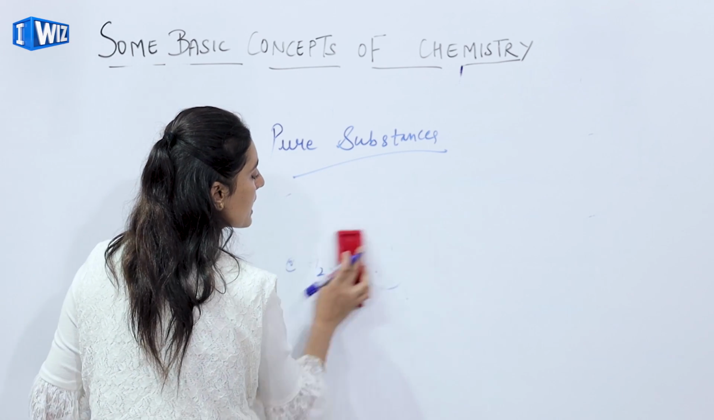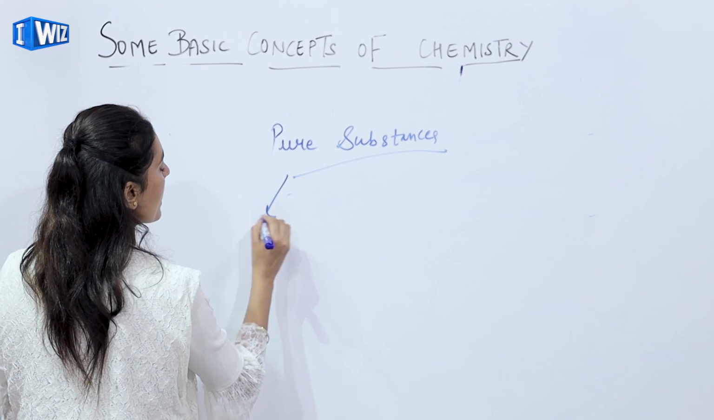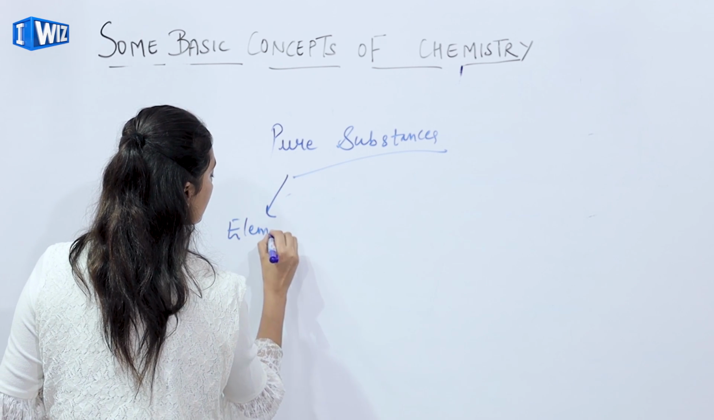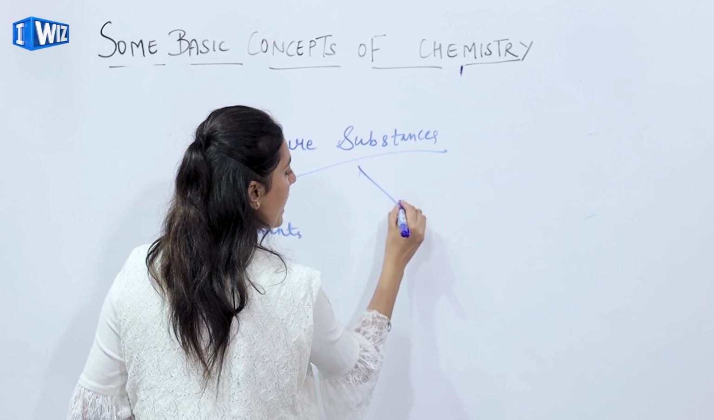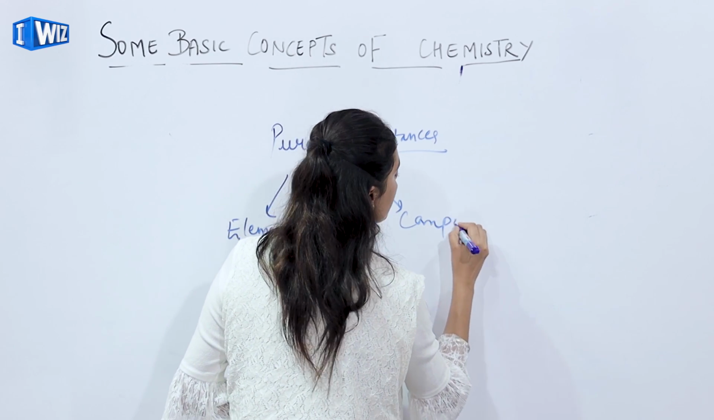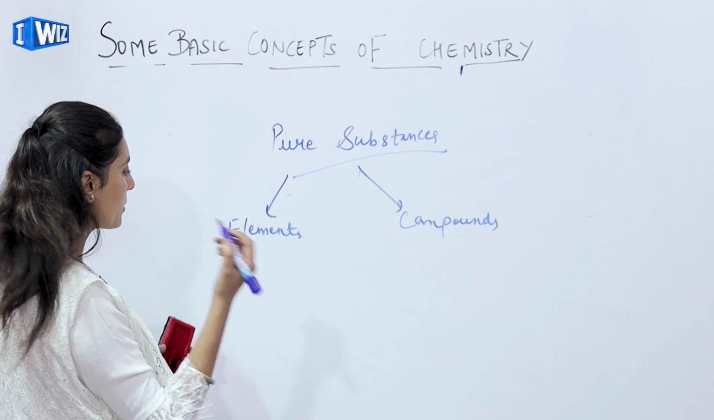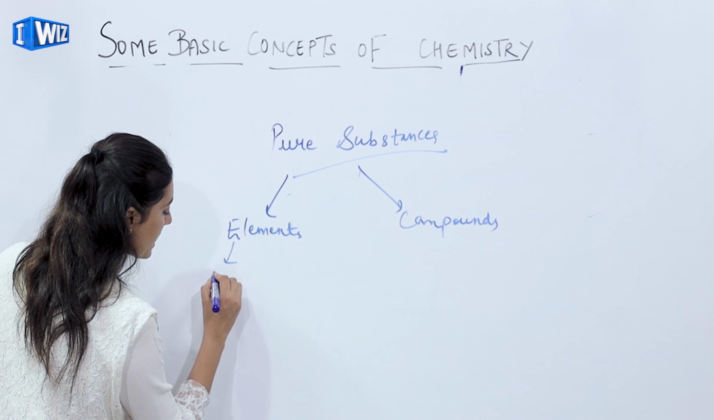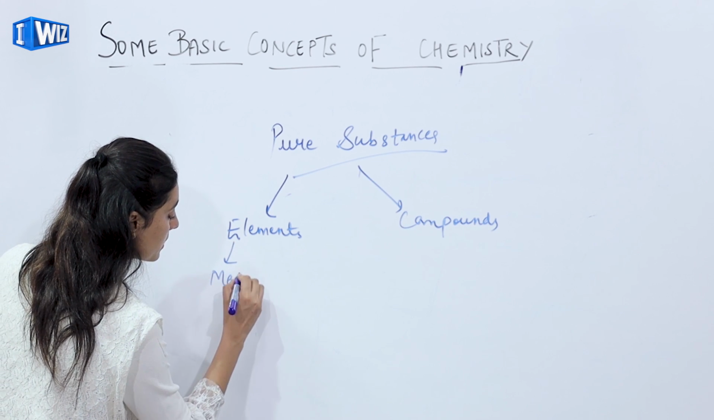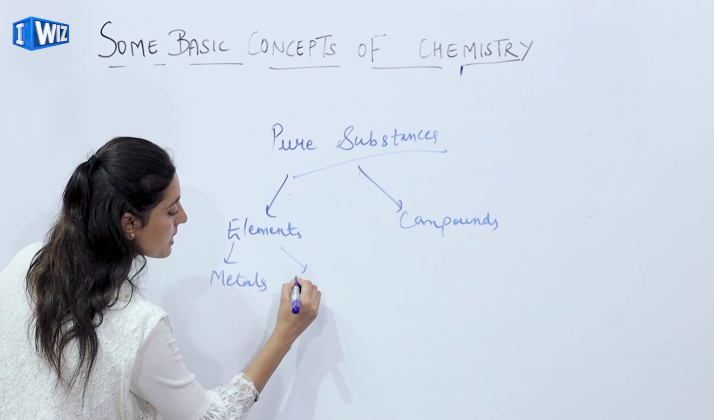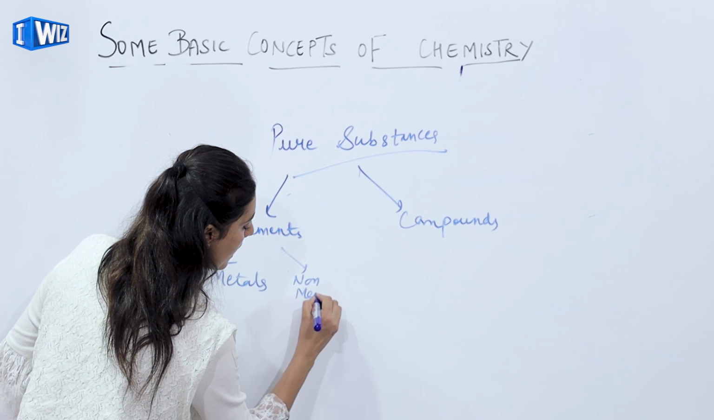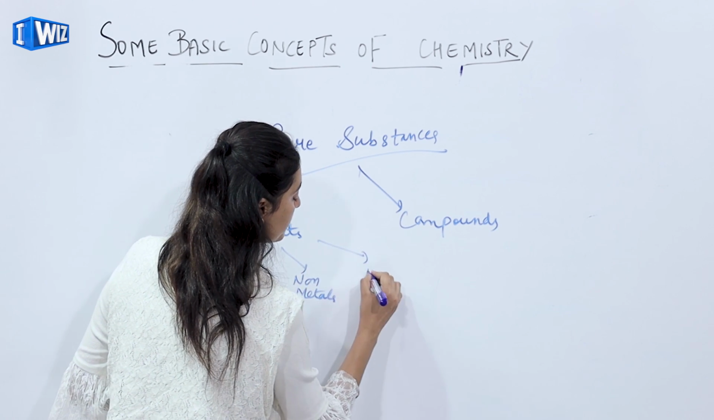Moving ahead, the categories of the pure substances: we have elements, we have compounds, as already told to you. In the elements, I told you it is further categorized into the metals, non-metals and metalloids.